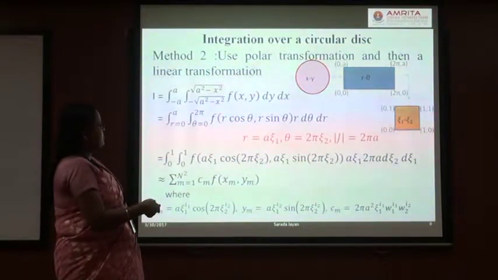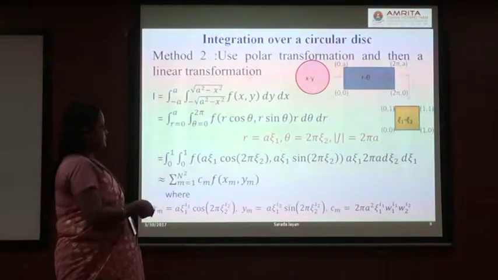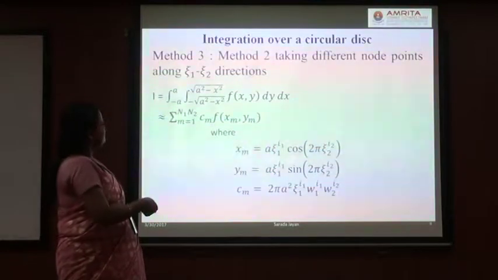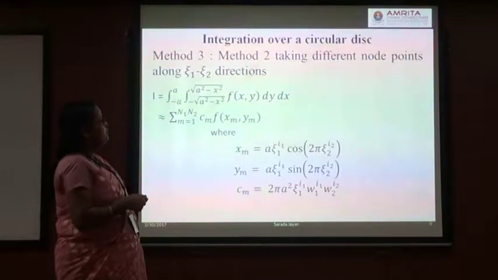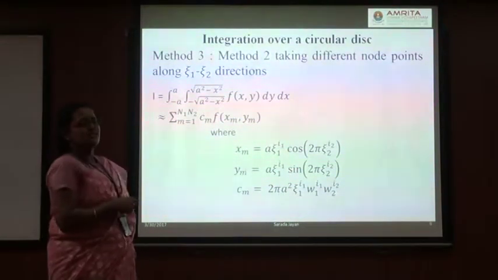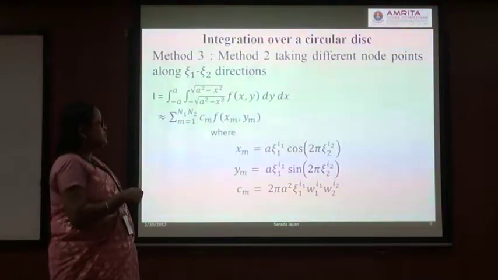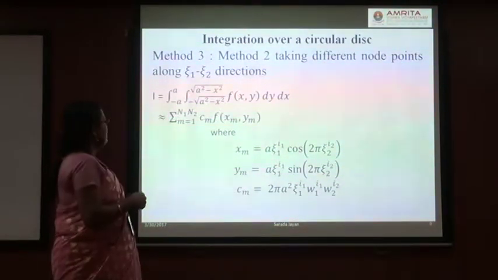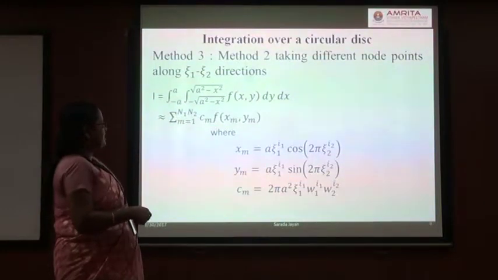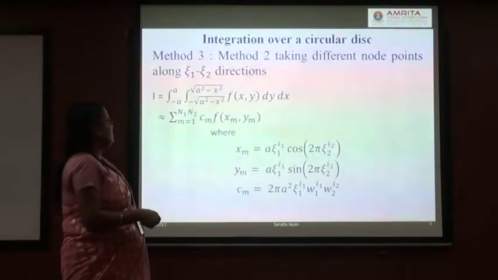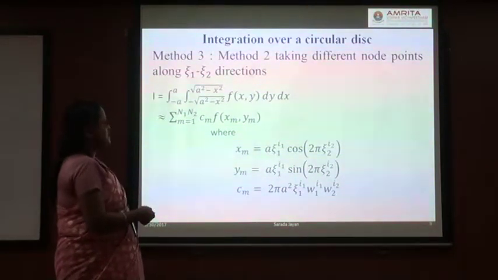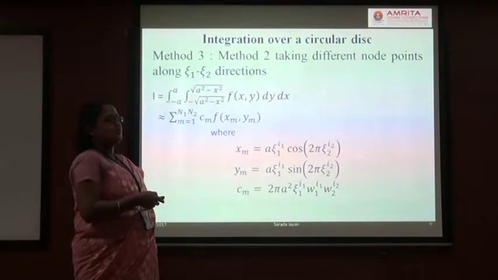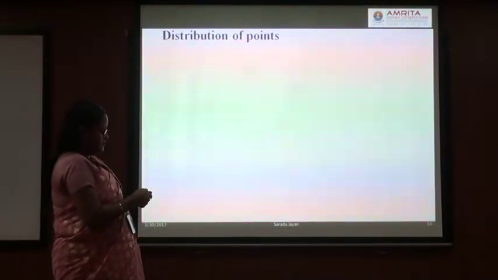And we have the third method, where we apply the same method as method 2, but we take different node points along the xi1 and xi2 directions. This is to ensure a uniform distribution of the points. So the same transformation is used, the only difference being that the number of points we take for xi1 and for xi2 is different. We can compare all these three methods using the distribution of the points for each case.